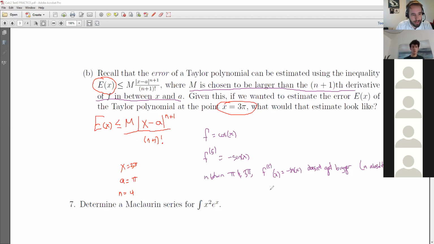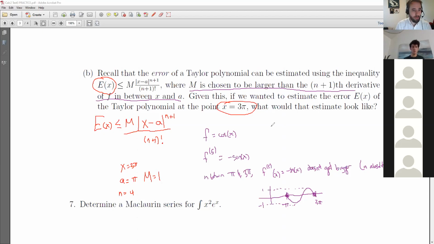And that's true because if we examine the sine function between π and 3π, our sine function would start at 0 here. It sort of looks like that. But it never gets bigger in terms of height, right? It never gets bigger than 1, and it never gets less than negative 1. So M is supposed to be a bound on how big that 5th derivative gets. And now we see that that 5th derivative never gets bigger than 1. So we can go back and we can choose M to equal 1.